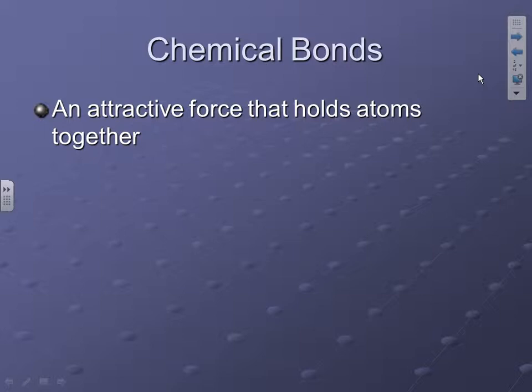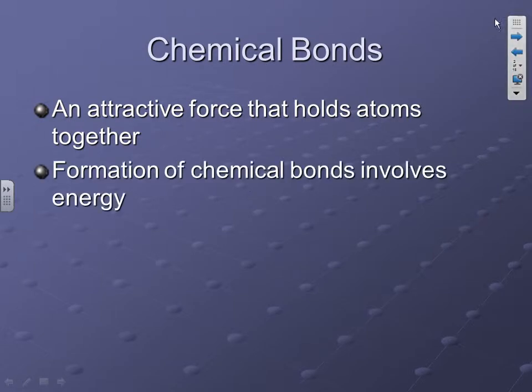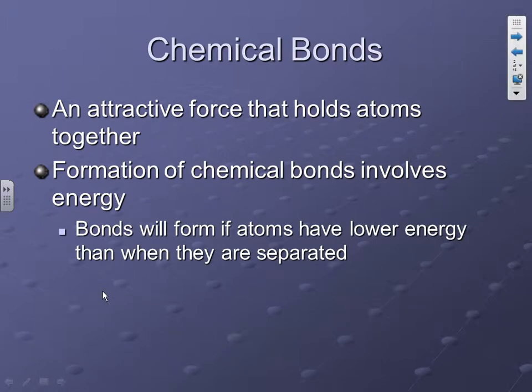Next, why do atoms bond? Trey, go ahead. What was the question? Why do atoms bond? To get to a low energy state. The formation of chemical bonds involves energy. Bonds will form if atoms have a lower energy together than they did when they were separate.